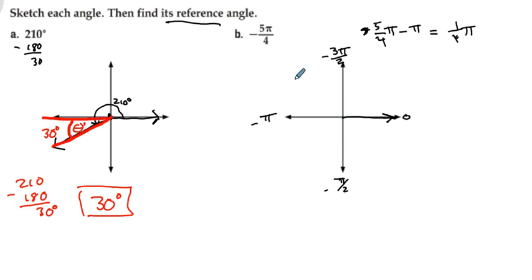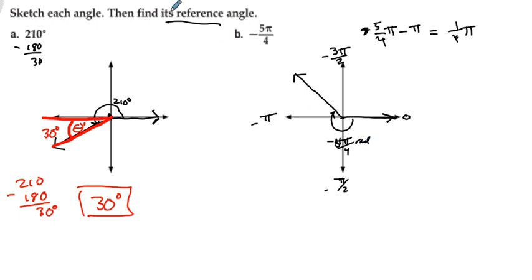So my pi over 4 is going to put me right here. This would be my terminal side. Here's my initial side, my terminal side. And so my theta, my regular angle, is going to be here. It's going this direction because it is negative 5 pi over 4 radians. That's what we got.